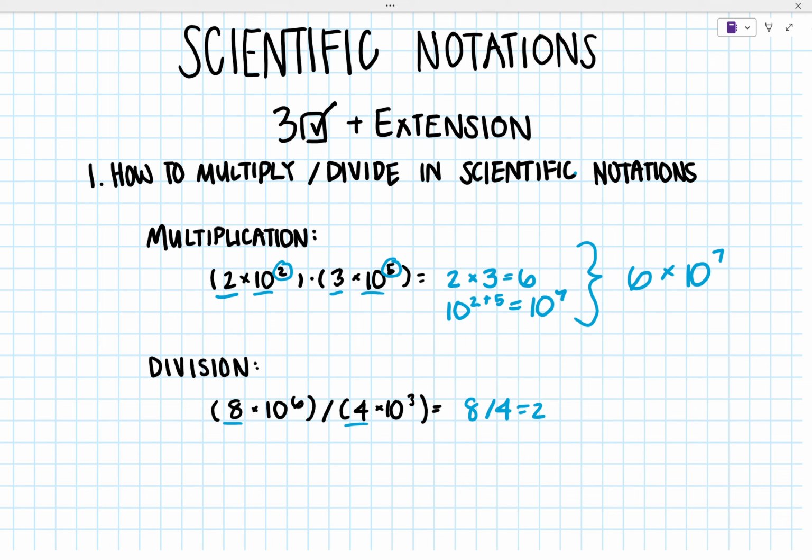And because of the quotient property of exponents, we know that when we have the same base, which is still 10, we can subtract our exponents. So that would be 10 to the power of 6 minus 3, which would equal 10 to the power of 3. Okay, and when we combine these results together, we are going to get 2 times 10 to the power of 3. And that is how you divide in scientific notations.